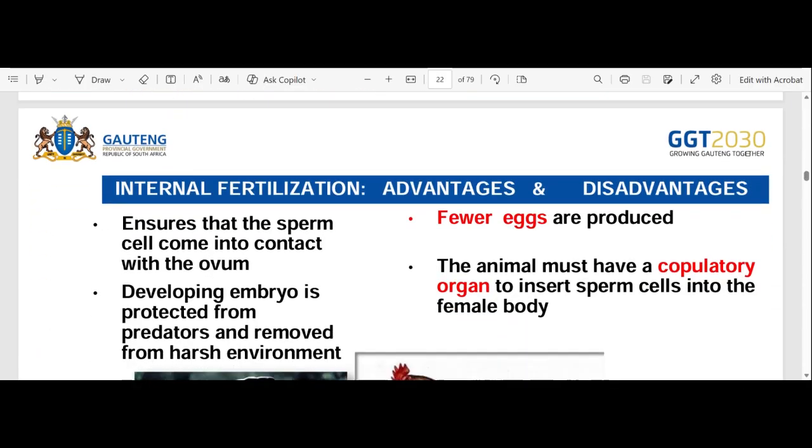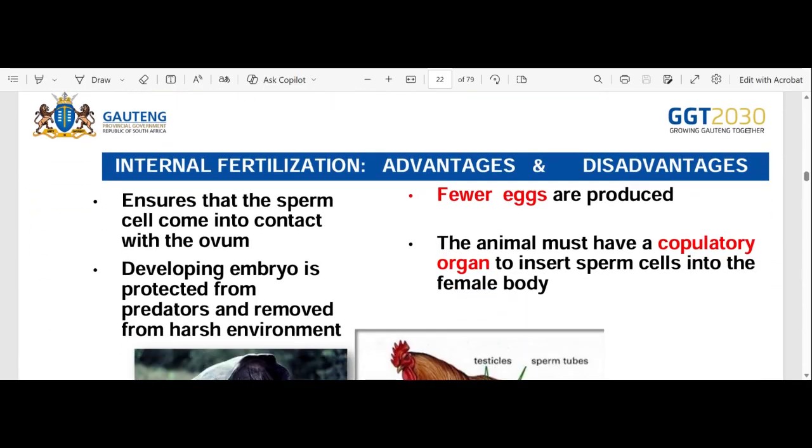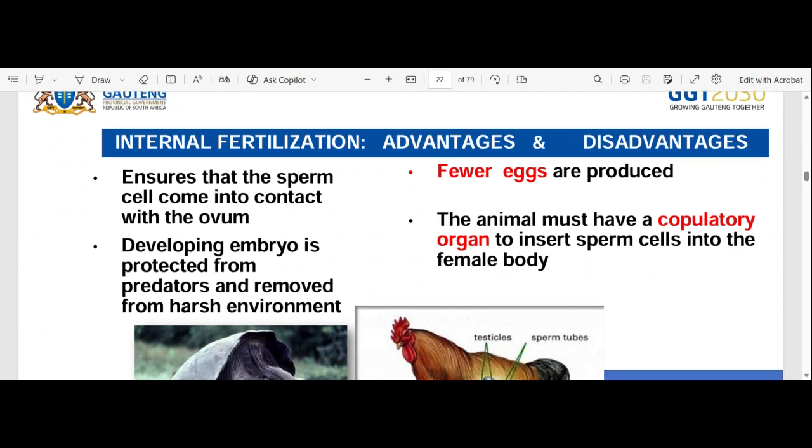Let's go to internal fertilization. So what is internal fertilization? It means that the fusion of the two nuclei happens within the mother's body. When I say two nuclei, I mean the nucleus from the ovum and the nucleus from the sperm. So it means it happens within the mother's body.